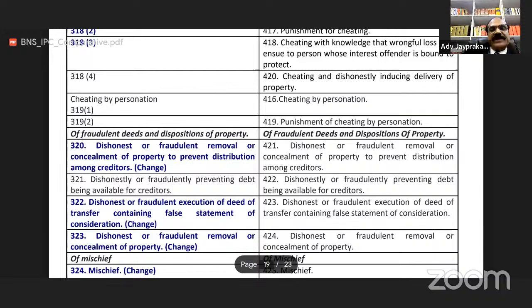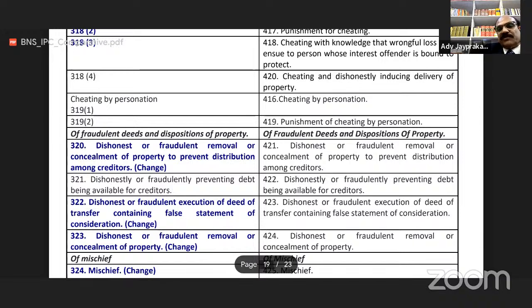Cheating by personation. In BNS, this section is 319(1) and 319(2). 319(1) is cheating by personation. Earlier section was 416. And 319(2), punishment for cheating by personation. Its earlier section was 419. Next, fraudulent deeds and dispositions of property.